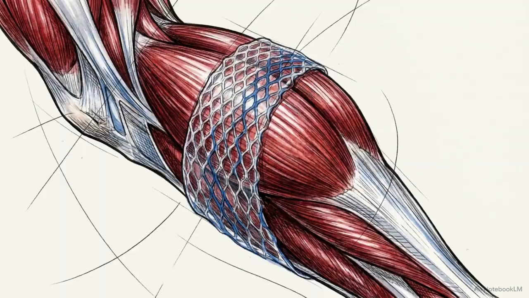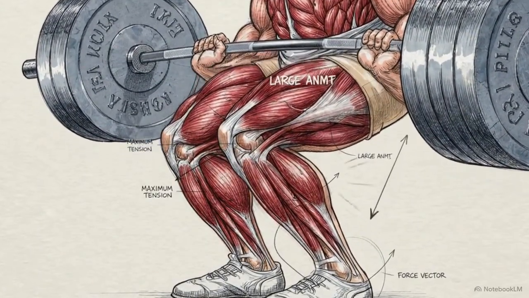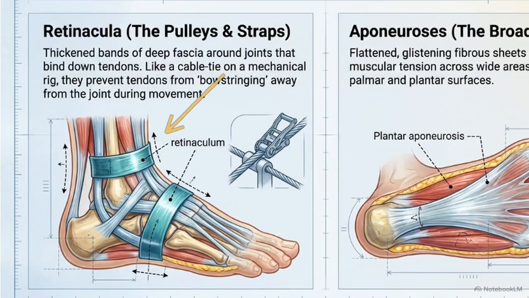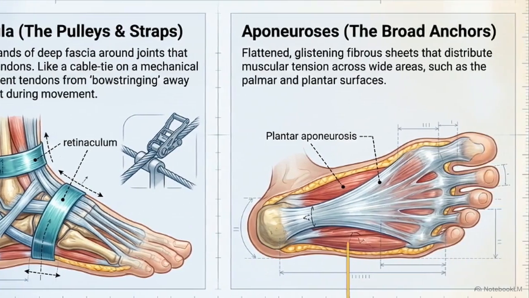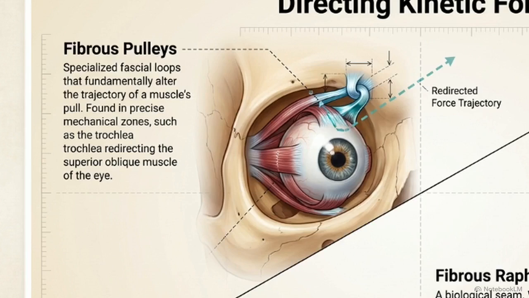To manage massive kinetic force, the deep fascia thickens and adapts into specialized mechanical tools at key stress points. Retinacula are thickened fascial bands that act like heavy-duty cable ties. They prevent tendons from bowstringing away from the joint during movement. Aponeuroses are broad, flattened fascial sheets designed to distribute intense muscular tension across wide surface areas. Fascia can also form precise fibrous pulleys that fundamentally alter a muscle's trajectory, such as the trochlea in the eye.